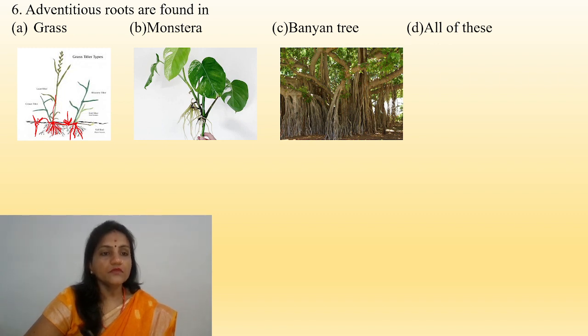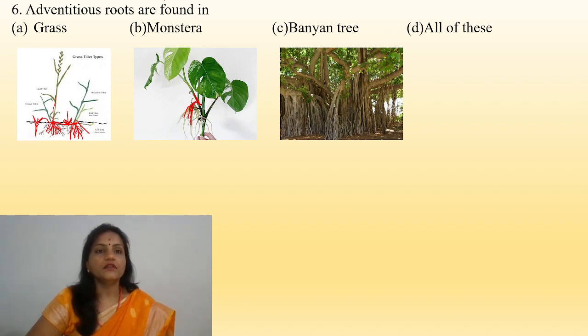So in the case of grass you are seeing here, these are the adventitious roots, and in the monstera, you can see here, this is the stem and here you are seeing the roots. Then adventitious roots are also found in the banyan tree. You can see here, these are called prop roots, and these are meant for support.